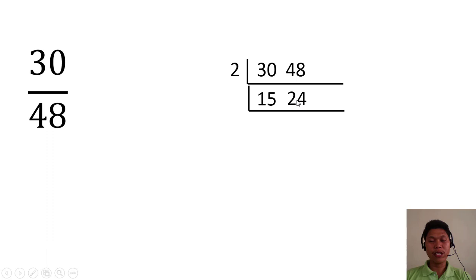Kasi mga multiples ng 3 to. So, 15 divided by 3 is 5. And 24 divided by 3 is 8. And the result is 5 over 8.